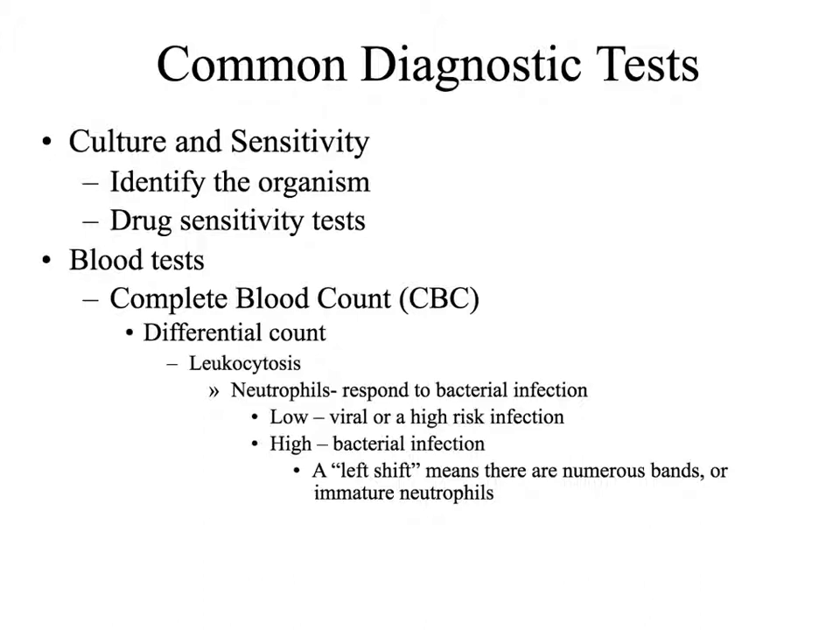So if you have a differential, it breaks down within the white blood cells which ones are neutrophils and which ones are monocytes and which ones are eosinophils and which ones are basophils. And based on the predominant number of whatever kind of blood cell, you can make a good educated guess about what's going on with your patient. So if they have a lot of neutrophils, you think they probably have a bacterial infection. If they have a lot of eosinophils, you think they have an allergy to something. Okay? That kind of thing.